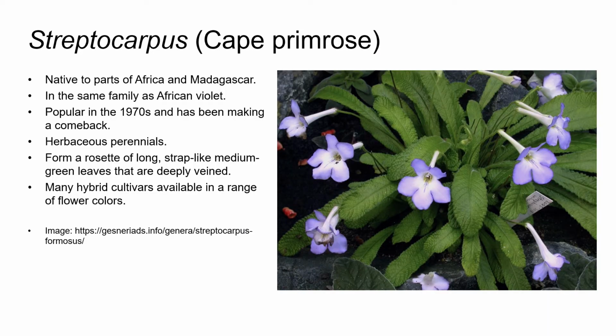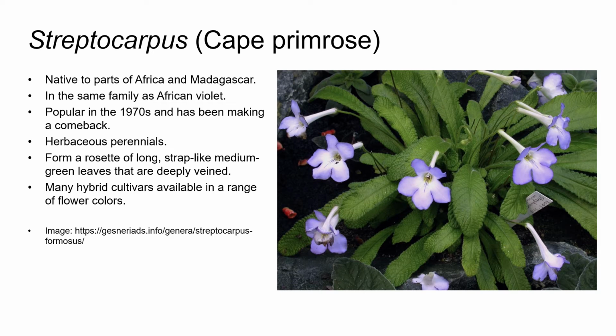Streptocarpus is a genus of herbaceous perennials that are native to parts of Africa and Madagascar. And the genus is in the same family as African violet, the Gesneriaceae or the Gesneriads. Like the African violet, Streptocarpus was a popular houseplant back in the 70s, and it too has been making a comeback in recent years. Again, breeding work has widened the range of color flowers and growth habits available.